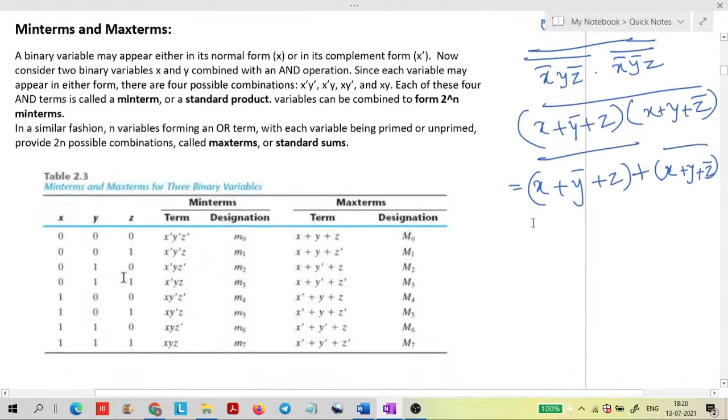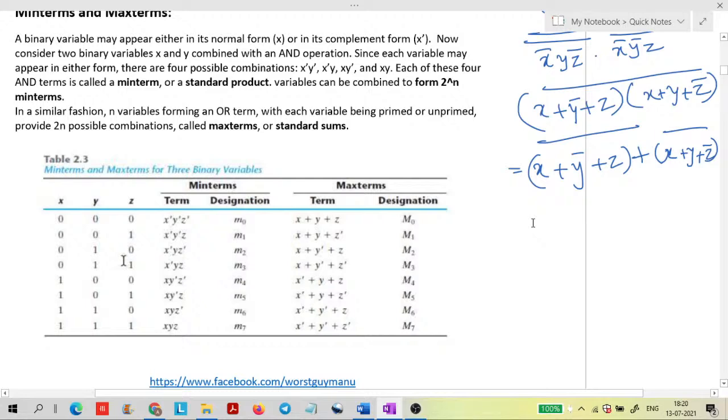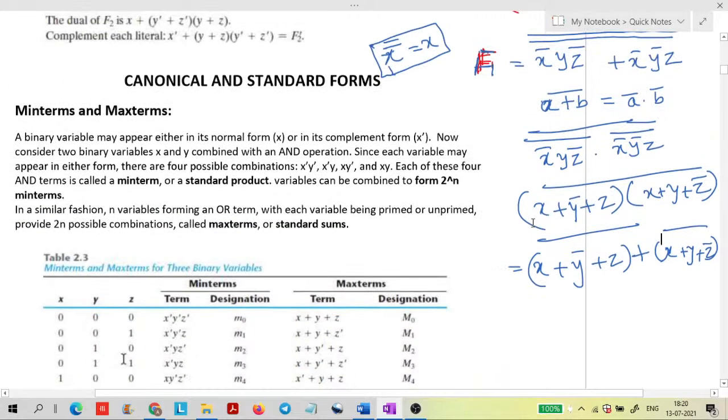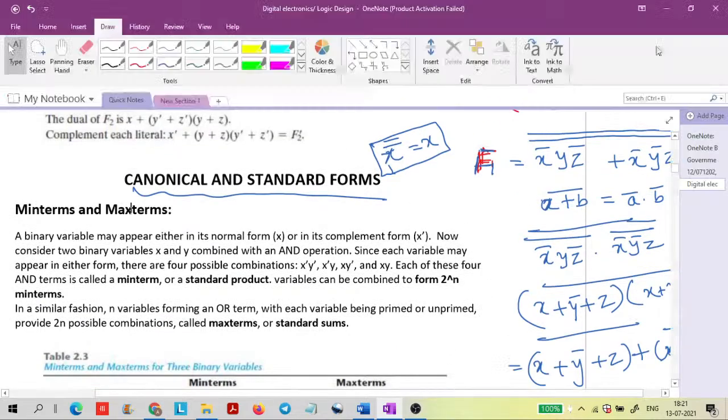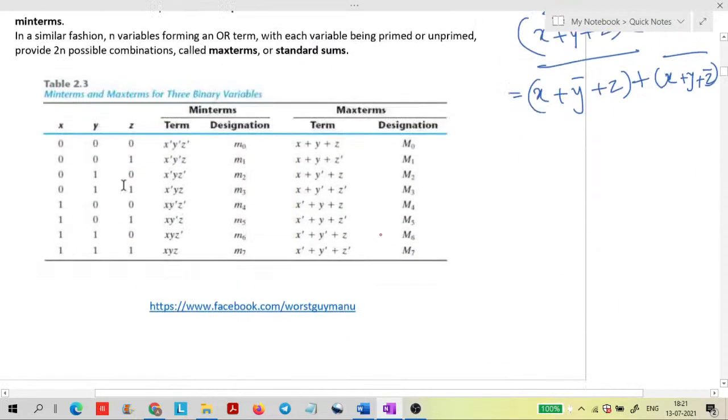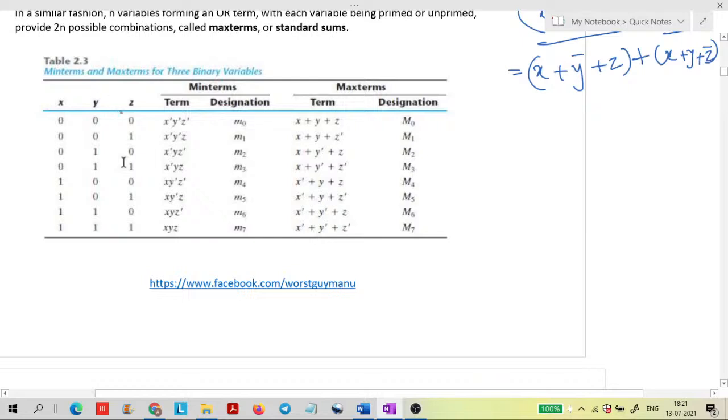We'll see that in detail. So here the next is canonical and standard forms. See, here there are three variables, x, y, z, and the min term and max term.